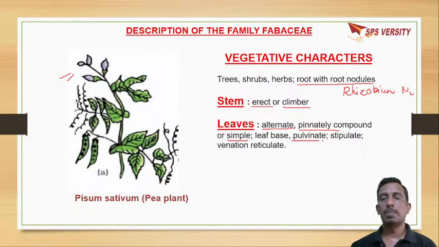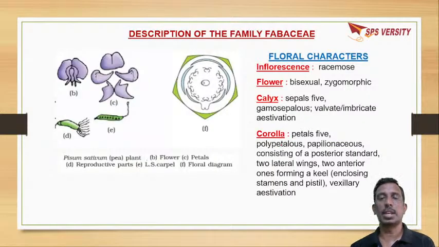Leaf base is pulvinate, swollen, stipules are present, and reticulate venation. These are vegetative characters. And when you come to floral characters, inflorescence is racemose. Flowers are bisexual and zygomorphic, bilaterally symmetric.